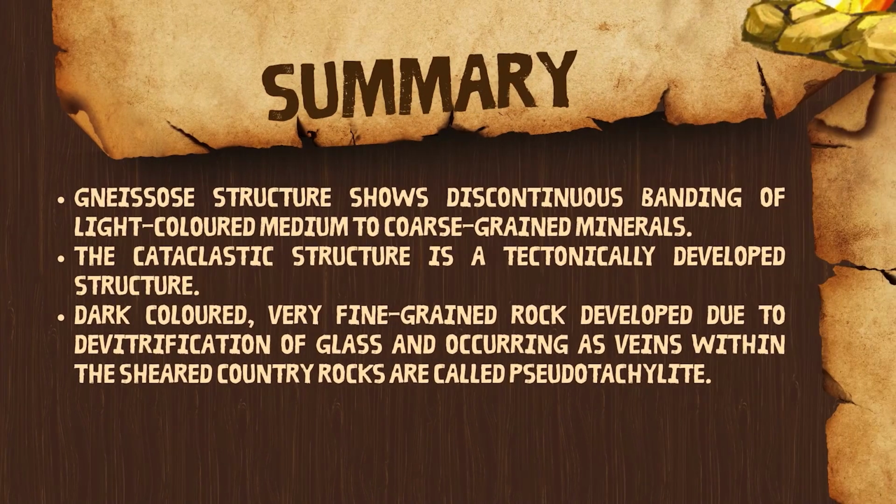Gneiss structure shows discontinuous banding of light colored medium to coarse grained minerals. The cataclastic structure is a tectonically developed structure. Dark colored very fine grained rock developed due to devitrification of glass and occurring as veins within the sheared country rocks is called pseudotachylite. Thank you, viewers.